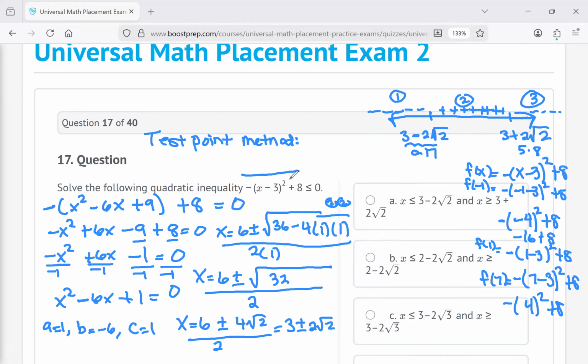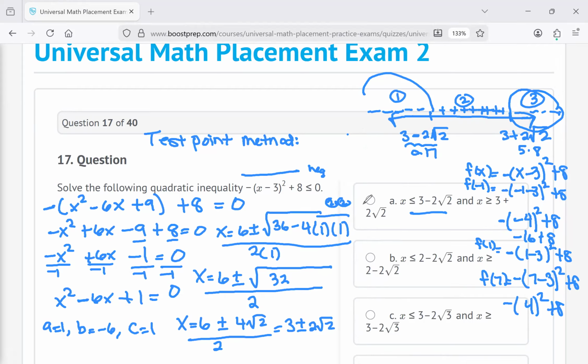So if you go back to our original inequality, we cared about less than or equal to, so we only care about the negative side. So we only care about region one and region three. So that is going to be A, right? X is less than 3 minus 2 radical 2. So yes, it's from -infinity to 3 minus 2 radical 2. And then x is greater than 3 plus 2 radical 2. Yes, that is technically region 3.